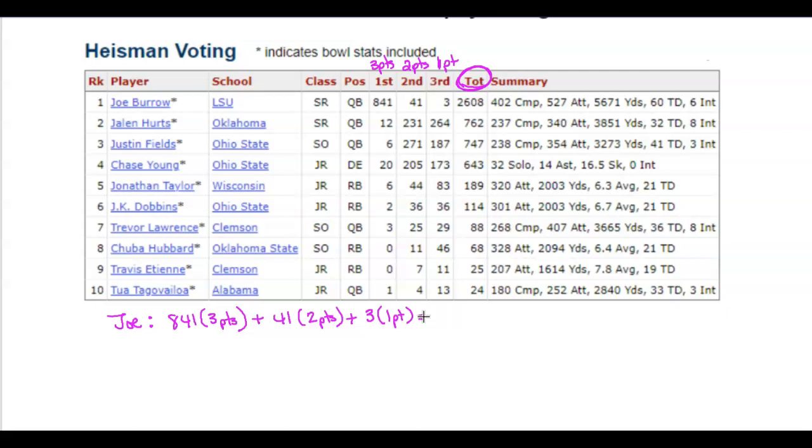So if we multiply 841 times 3, that will give us 2,523 points, because remember he gets 3 points per first place vote. So he gets 2,523 points, then the 41 times 2, so he's going to get 82 points, and then 3 times 1, he'll get 3. So if we add those numbers up, that's where the 2,608 points comes from.